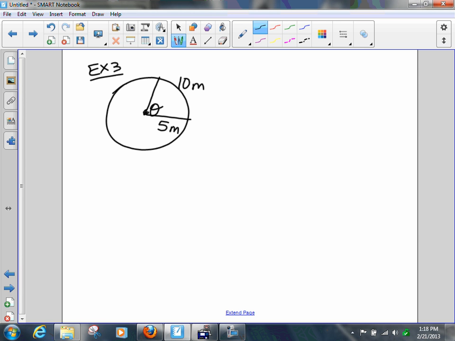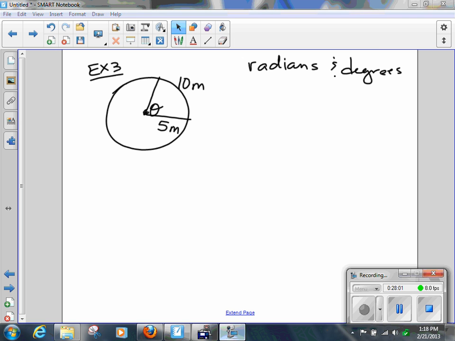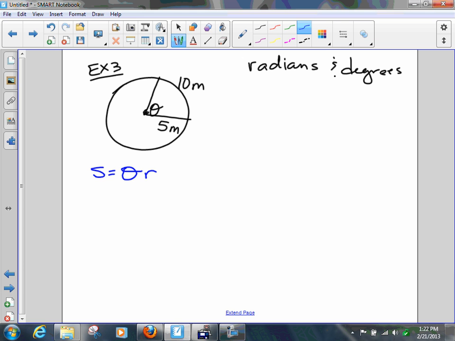Okay, I'm not giving you the word problem. I'm giving you just a picture. Find the unknown. I want your answer in terms of radians and degrees. All right, so S equals theta R. S is 10, so 10 equals theta times 5. Theta is 2 what? 2 radians. Good.